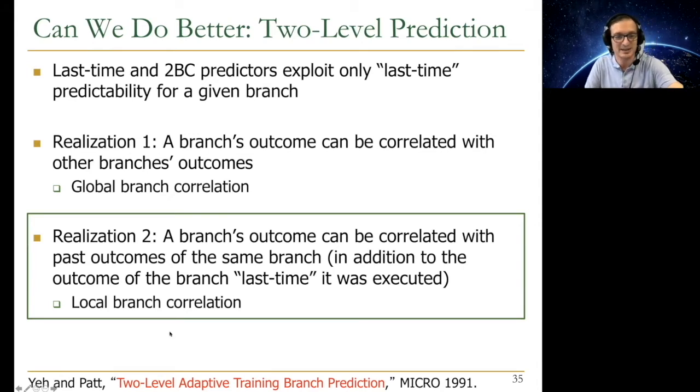Okay, let's get started for the second half of the lecture. Remember, we talked about global correlation between branches, and I think this is a very cool idea to learn, essentially understand that correlation. Now let's talk about the local branch correlation, which is a different form of correlation of the branch with its own prior instances. Essentially, a branch's outcome can be correlated with past outcomes of the same branch, in addition to the outcome of the branch last time it was executed. So we're going to look at longer histories than just last time the branch was executed.